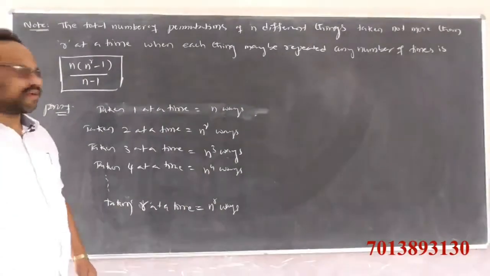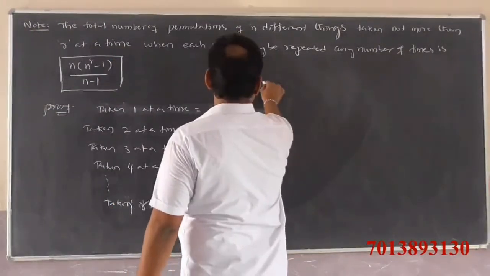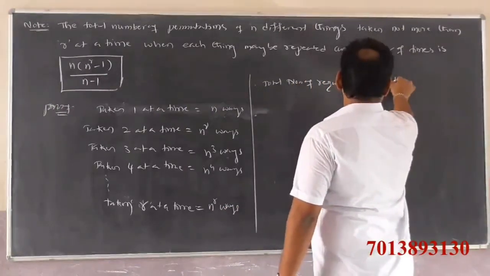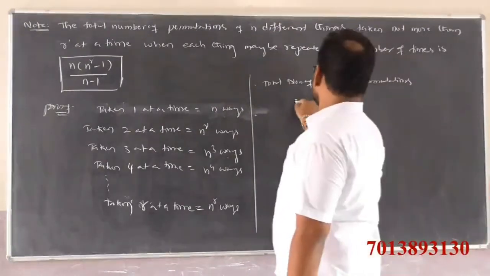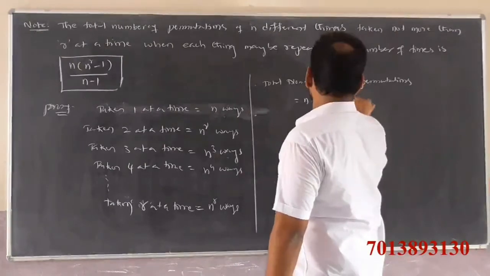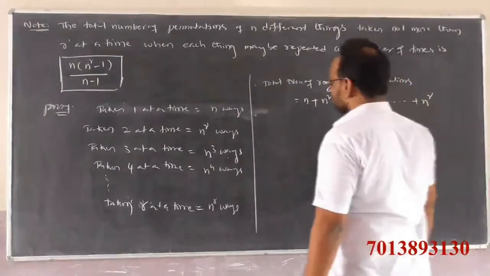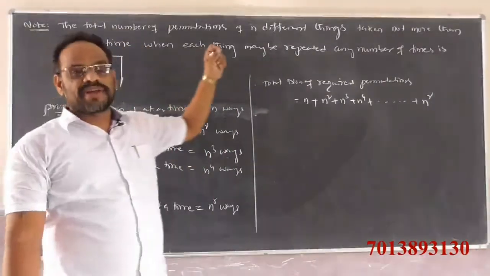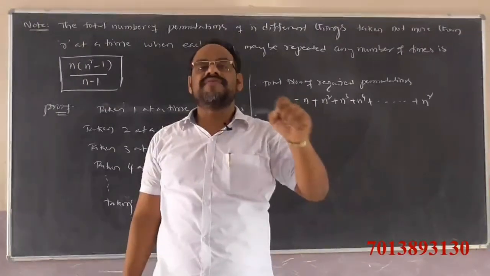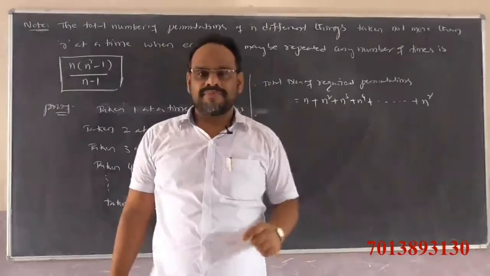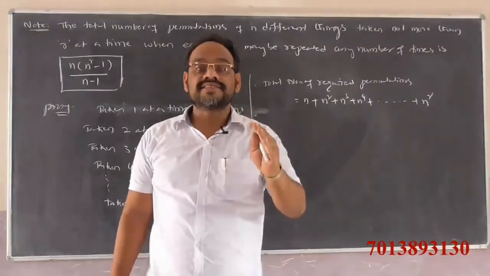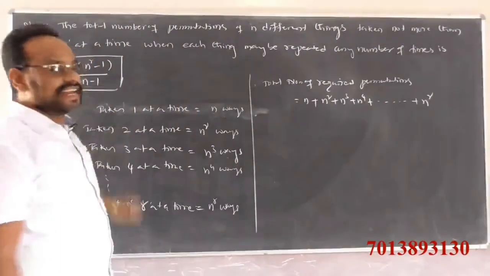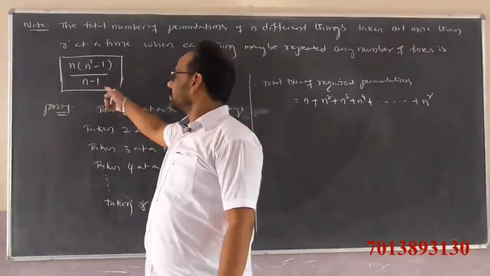Why? Because the limitation is here. Therefore, the total number of required permutations is equal to n plus n square plus n cube plus n power 4 plus and so on up to n power r. Observe here, this is a very, very important theorem: the total number of permutations of n different objects taken not more than r things at a time, if it may be repeated any number of times, is clearly n into n power r minus 1 by n minus 1.